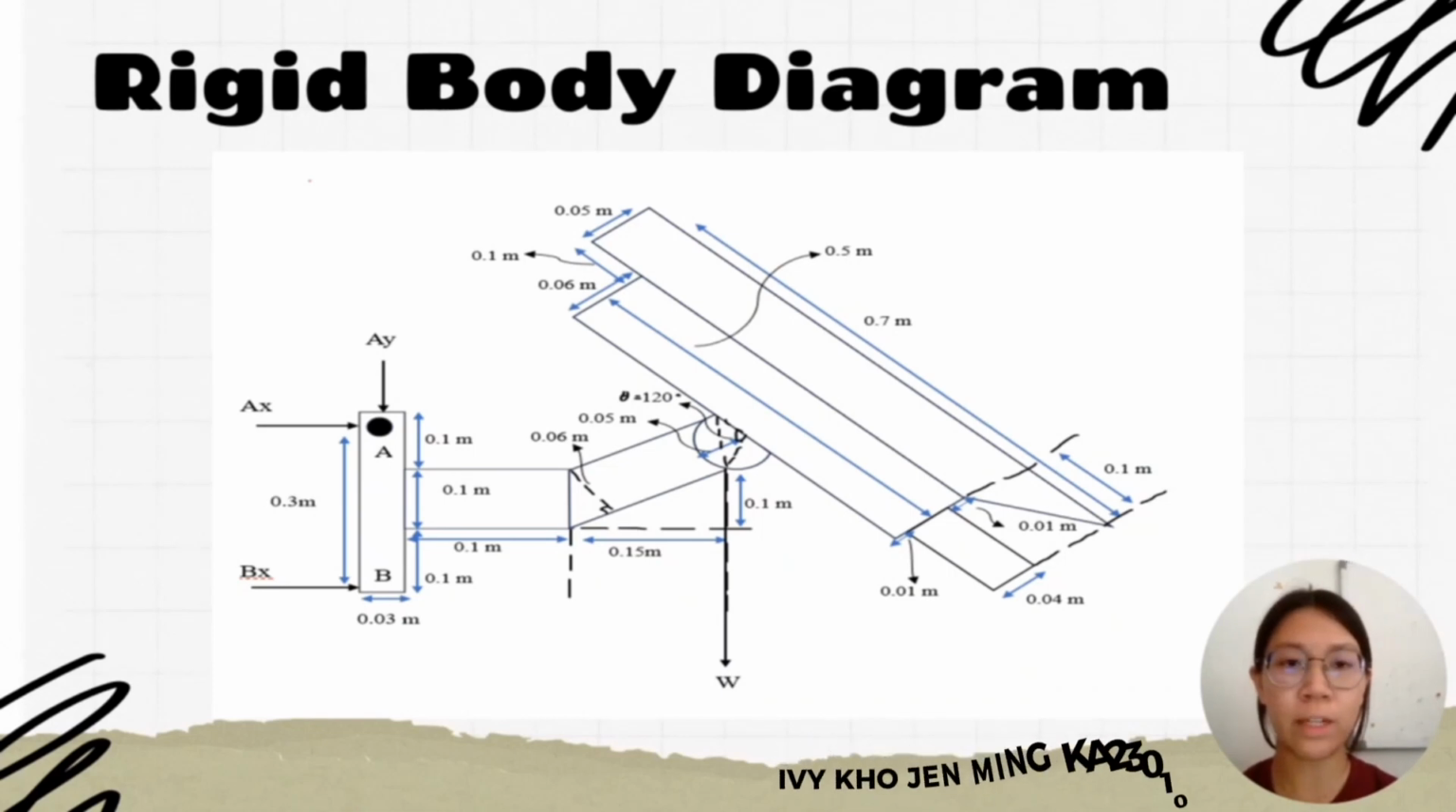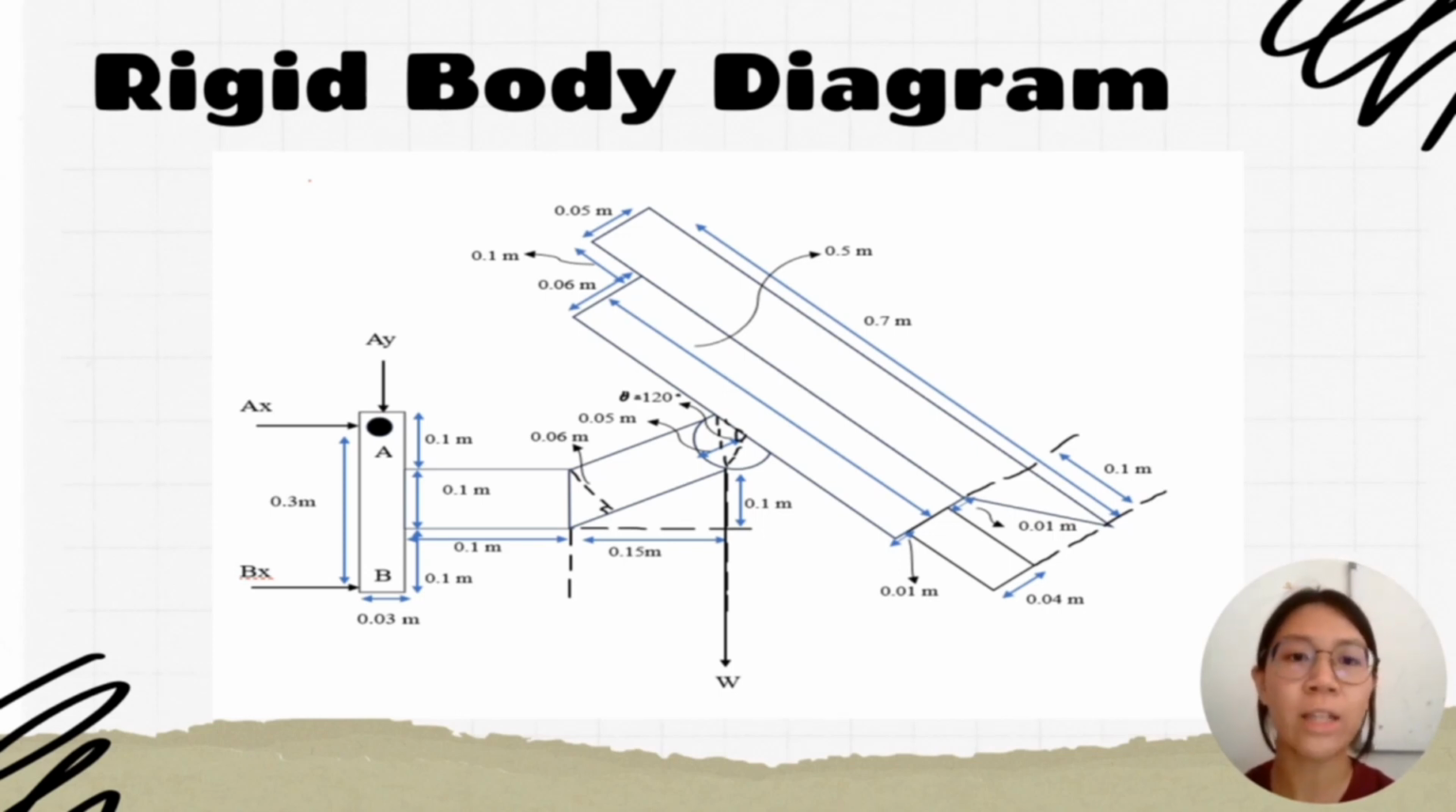This is the rigid body diagram. From the diagram, we can see that there is a pin support at point A, so we have the AX and AY forces. At point B, it only rests on the wall and does not have any support, so it only has the BX force. And we have one more force, which is the weight of the CCTV. Now we need to find AX, AY, and BX.